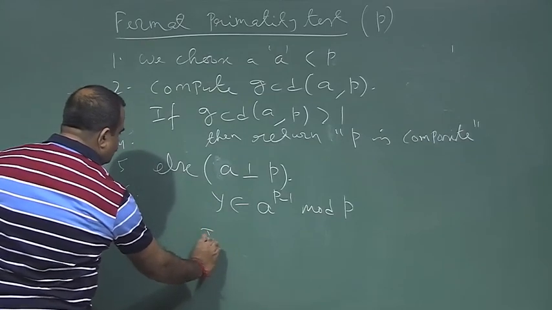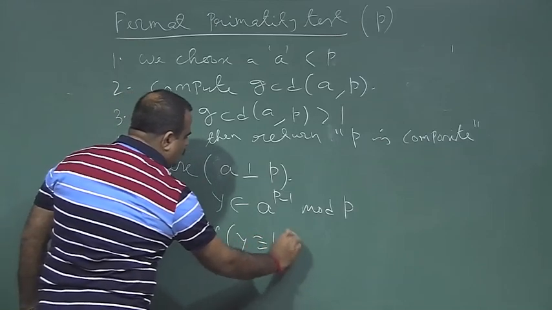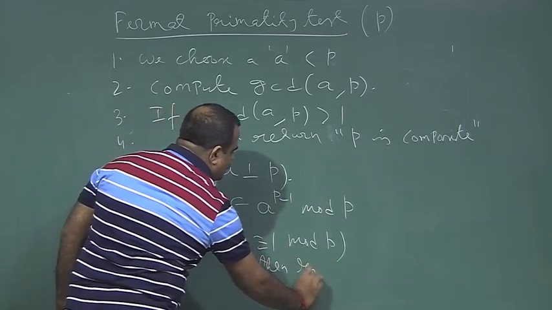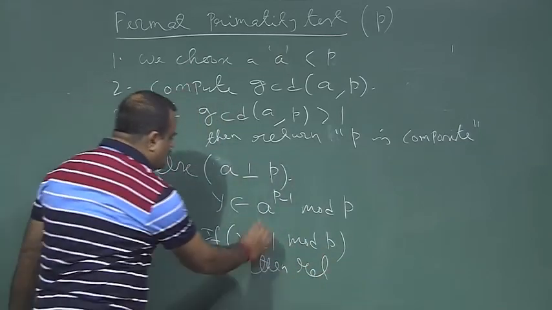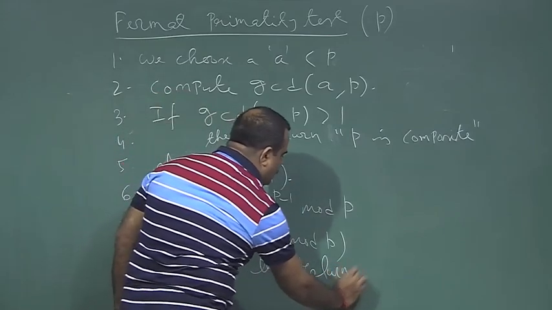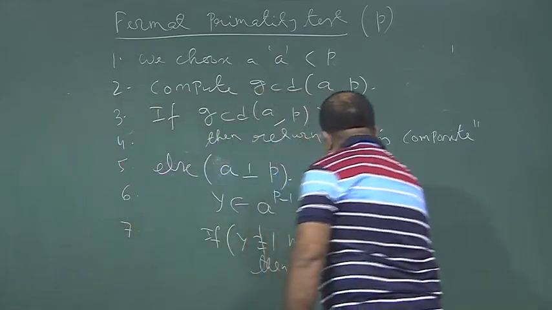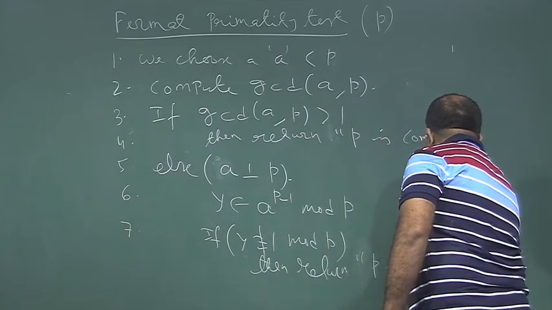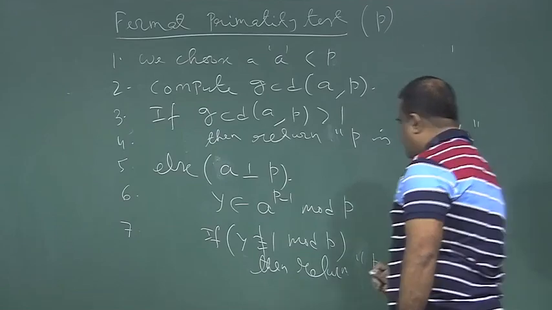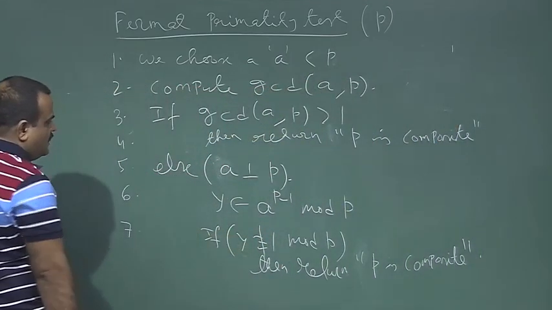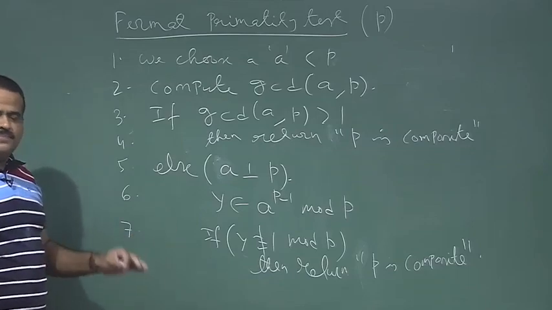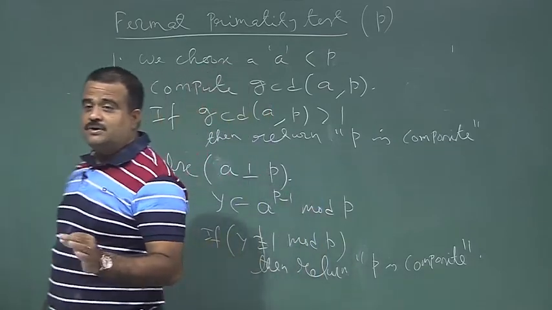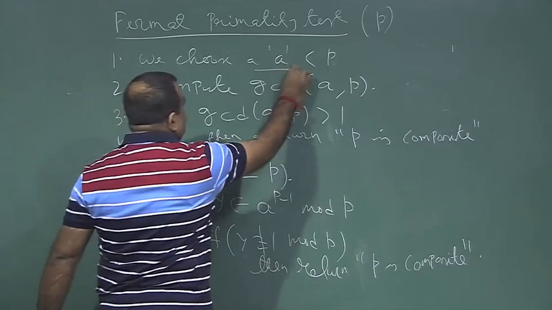y is congruent to 1 mod P or not. If y is not congruent to 1 mod P, then return P is composite, for sure. Else, if it is 1, then it is satisfying the necessary condition, then we can return P as a prime, but this is also in a probabilistic sense, because we have only chosen one A. We are not testing all possible A.